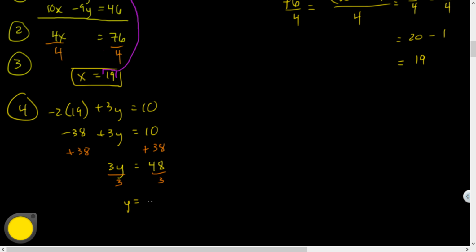Whenever people do math out loud, I don't know. I understand. So my solution is 19, 16.